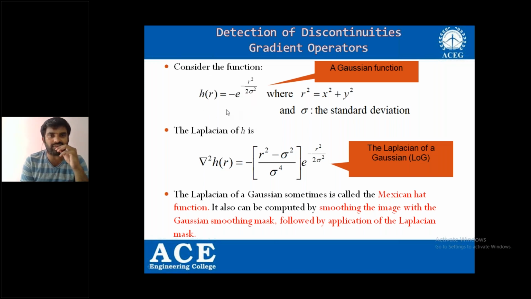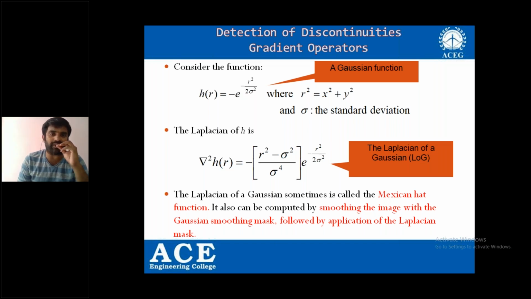This particular function is taken here, and we are going to convolve. I have the image, and that image is going to be convolved with the Laplacian of this Gaussian function. The Laplacian of Gaussian function can be represented like this, defined as h of r equal to minus e power minus r square by 2 sigma square. And you can easily find it, because you know how to find the Laplacian, how to find del square h of r, right?